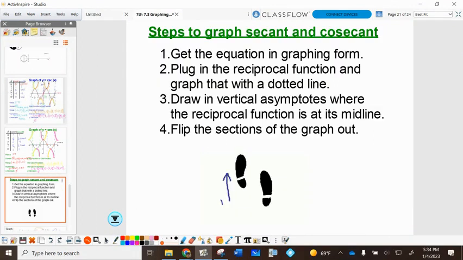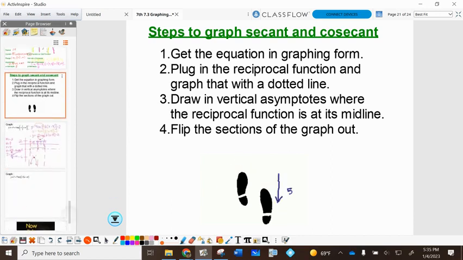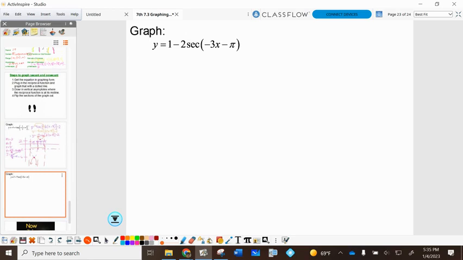Our steps for graphing the secant and cosecant are going to be to get the equation in graphing form, plug in the reciprocal function and graph that with a dotted line, then draw vertical asymptotes where the reciprocal function is at its midline, and flip the sections of the graph up. If it's up, it'll flip up, and if it's down, it'll flip down. So let's try an example of a secant graph with transformations.